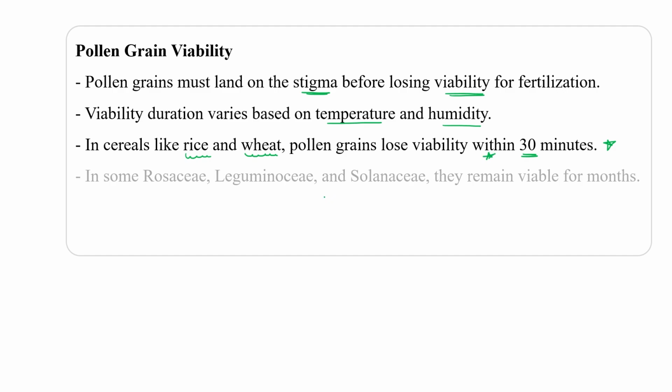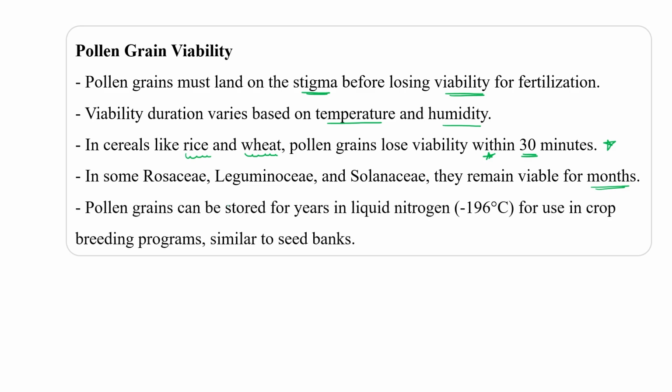But in some other plant families like Rosaceae, Leguminosae, Solanaceae, they remain viable for months. So that's why I told you it depends upon the variety of the plant or species type. Sometimes pollen grains can also be stored for years in liquid nitrogen at minus 196 degrees for use in crop breeding programs, just like some people preserve seeds in a seed bank.